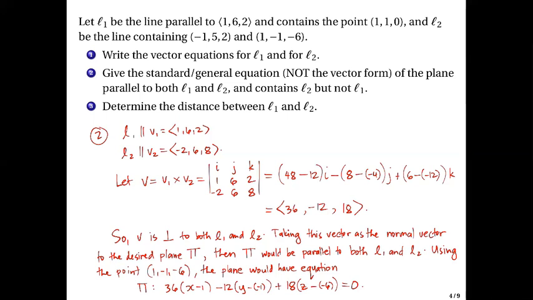Actually, this one is the point normal, not really the standard. This is the point normal equation because you have the normal in here and you have the point. The standard or general equation, we must simplify this. So we have to distribute this 36, this minus 12, and this 18 to this equation. So if we do this, let's see.